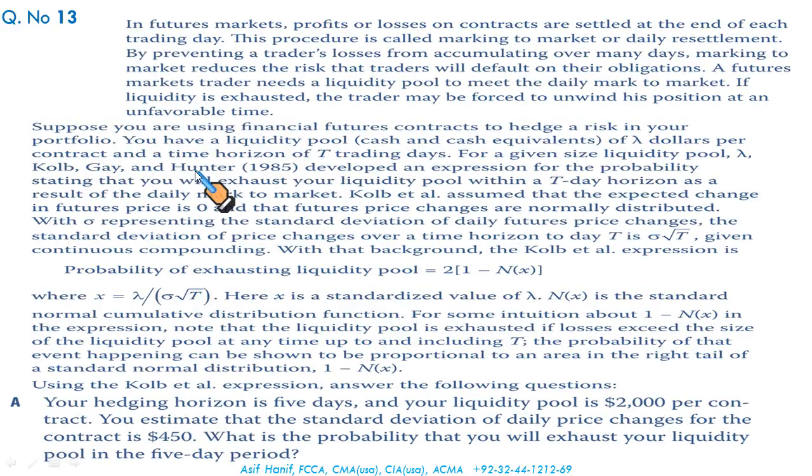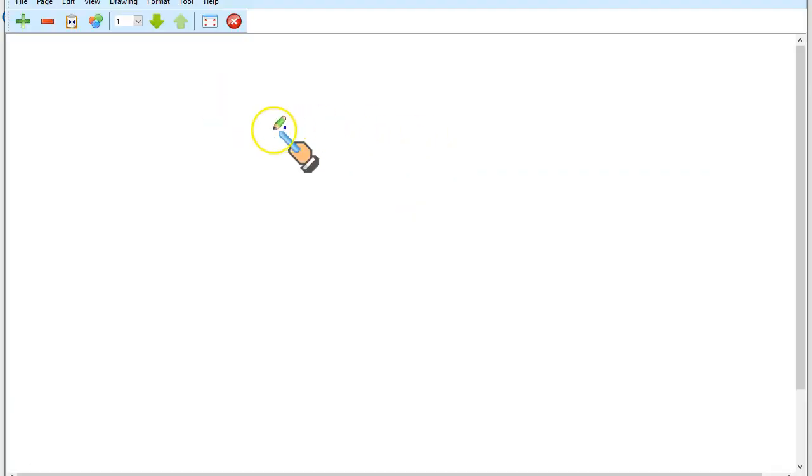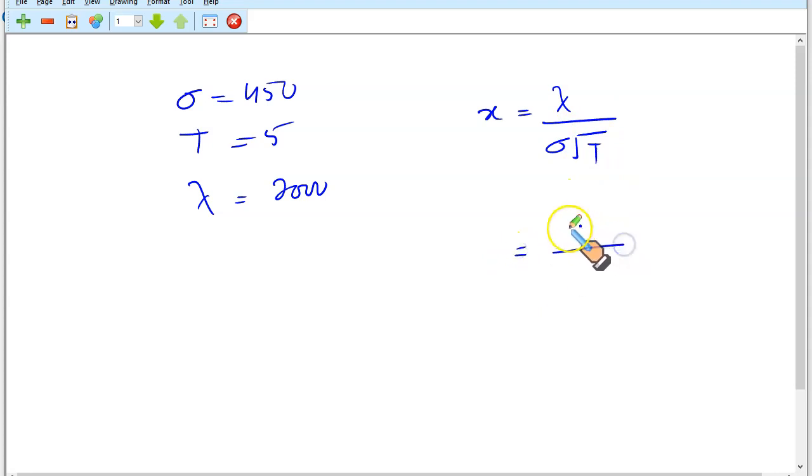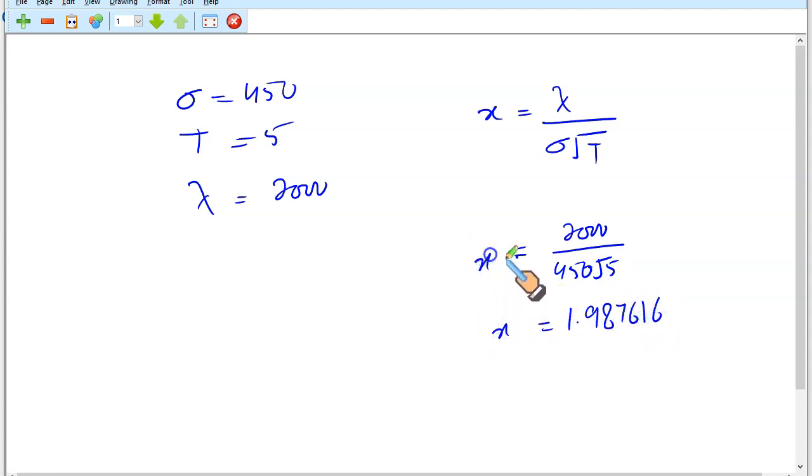What have we been given? We may need something else to write because the system is not allowing us to write here. So using the numbers from the given information, our standard deviation is 450, time horizon is 5, and lambda is $2,000. Right, these are the 3 inputs we need. First thing we need to find is x. And as per the formula, x is equal to lambda upon standard deviation times square root of t. If you plug in the numbers, it's 2000 upon 450 times square root of 5. If you simplify this, it will give you 1.987616. This is x.